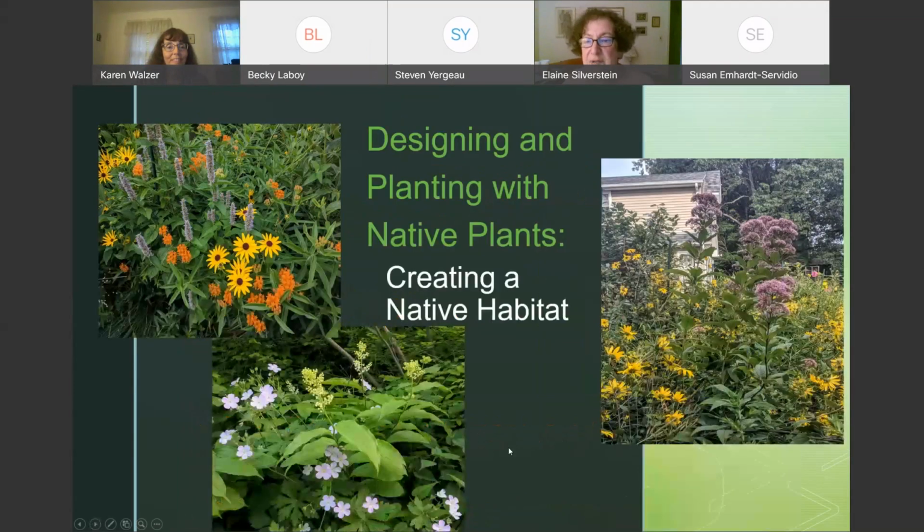Okay, so what I'm going to focus on tonight is habitat. Not so much individual plants and pretty plants, even although they are very pretty, but habitat. So we're going to start by looking at habitat, then we'll define a habitat, and then we'll talk about how you can create a habitat.